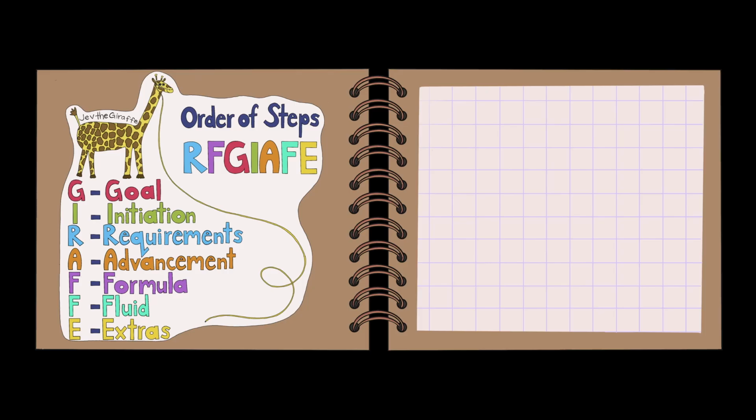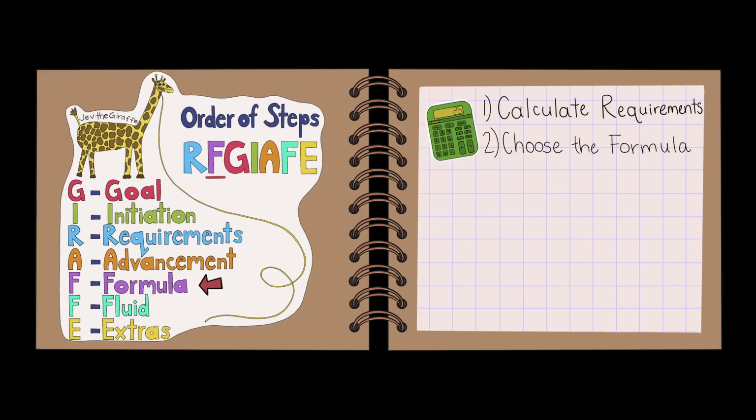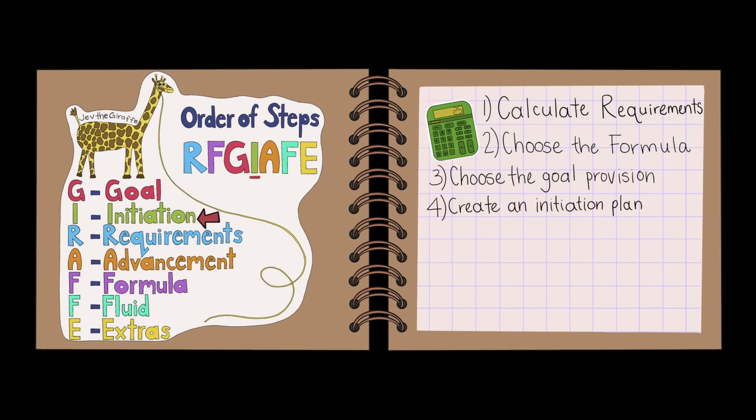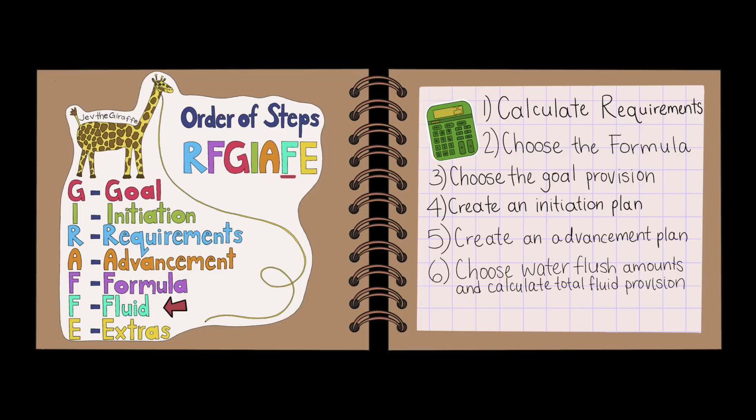Let's go through each letter of our tube feed giraffe now that we have pulled the RF to the front. We need to calculate requirements, choose the formula, choose the goal provision, create an initiation plan, create an advancement plan, choose water flush amounts and calculate total fluid provision, and communicate any extra instructions. I think the best way to learn how to use the tube feeding giraffe is to work through an example. Get out your calculators and follow along.